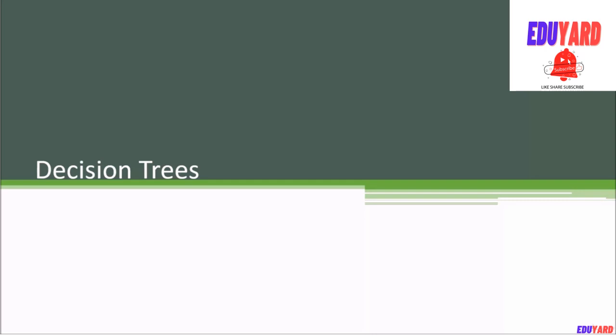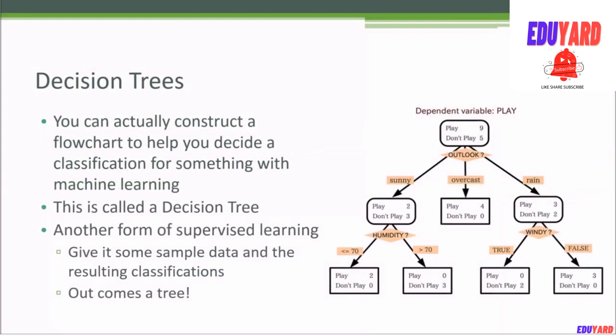Alright, we are gonna talk about decision trees. This is one of the most interesting applications of machine learning that I can think of. I think it's pretty cool stuff, but let's talk about how it works.